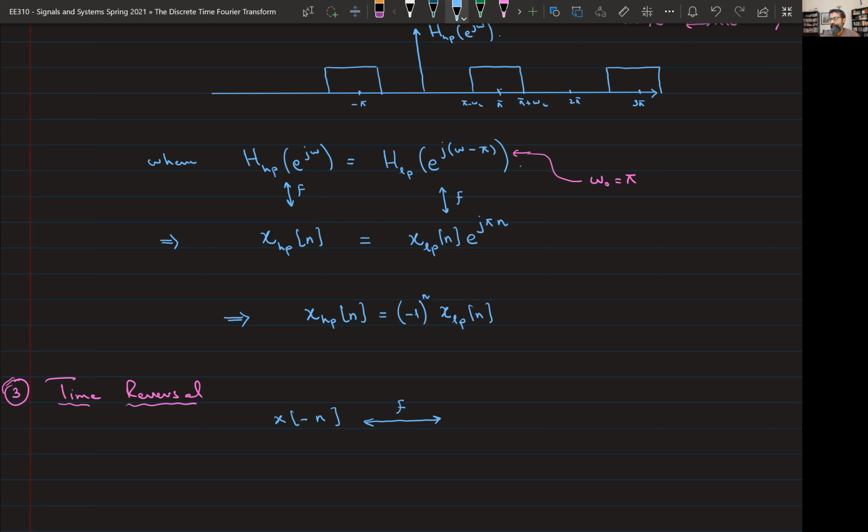Right. So it's flipped as well, right? In the Fourier domain, it's flipped as well. Good.